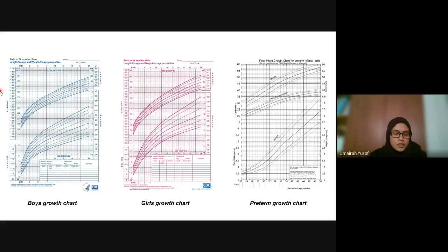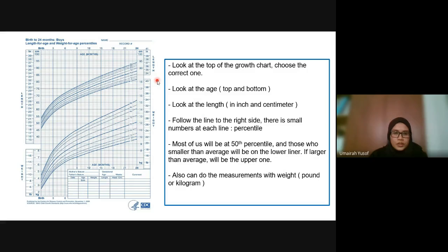Here are the examples for the growth chart. This is the boys growth chart, girls growth chart, and preterm growth chart. I will explain briefly how to use the growth chart. First, look at the top of the growth chart and make sure you choose the correct one. For example, this one is from birth to 24 months, and this chart is for boys, and the content of this chart is length-for-age and weight-for-age percentiles.